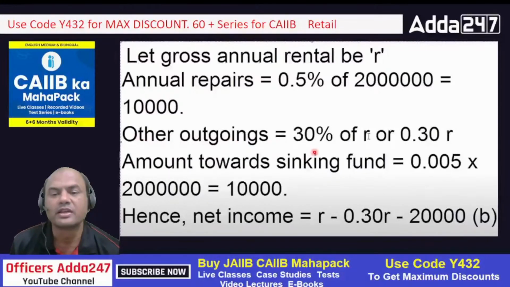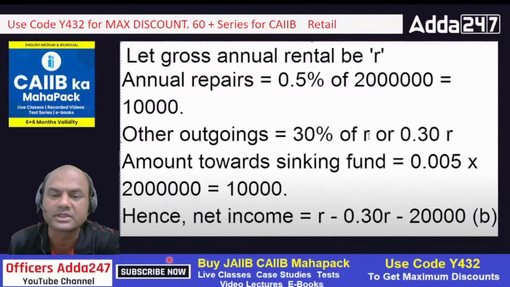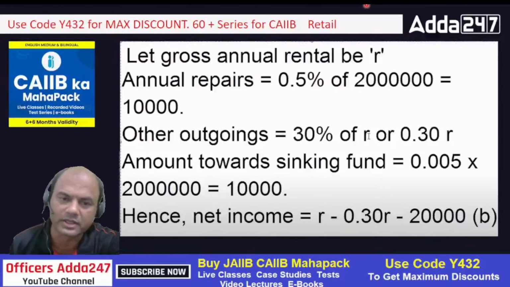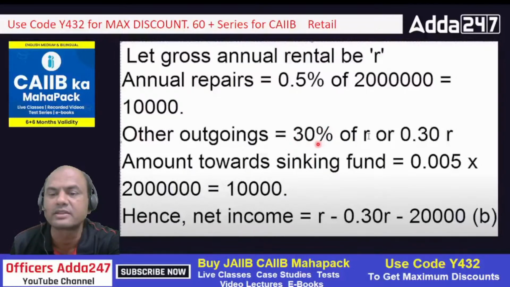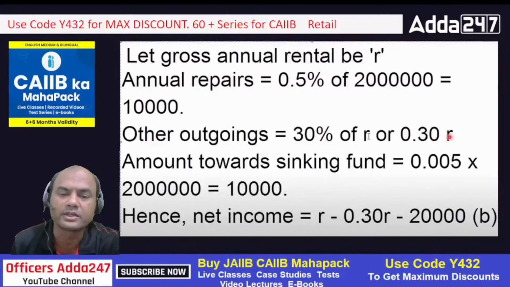Then the other outgoings. What are the other outgoings? 30% of R, so 30% of the annual rent. That is what is asked, right? Let's calculate this one by one. Even I'll calculate, because if I am wrong, everyone will point out, sir, this calculation is wrong. 0.5 upon 100 into 20 lakhs, it is 10,000. That is correct. Second part, outgoings 30% of the annual rent. So 30% of R means 0.3 into R. Percent means upon 100. So 0.3 into R.